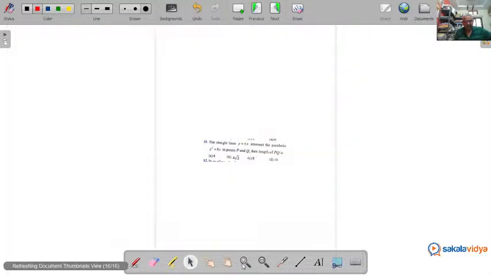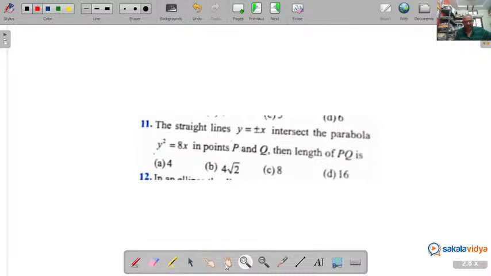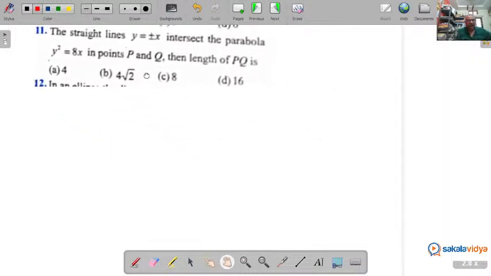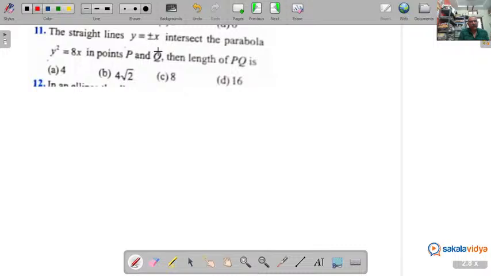Okay, 11th question. The straight lines y equals plus or minus x intersect the parabola y squared equals 8x in points P and Q. The length of PQ we need to find out.